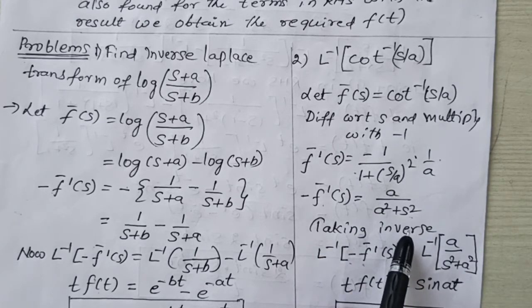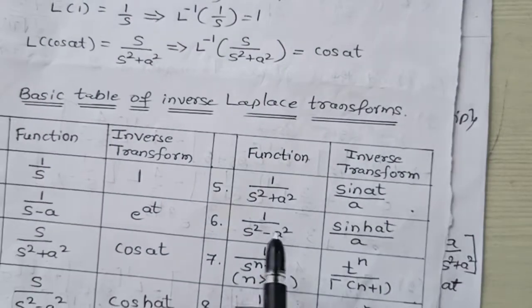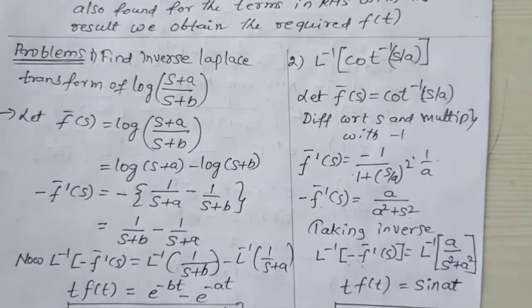So a upon s square plus a square. Now taking Laplace inverse, the Laplace inverse of minus f dash bar s is equal to the Laplace inverse of a upon s square plus a square. Why is it so? Because if you take minus here, the Laplace inverse of this is definitely t of f of t, as we just saw. The Laplace inverse of a upon s square plus a square is nothing but sin a t. This table is required in your mind every time.